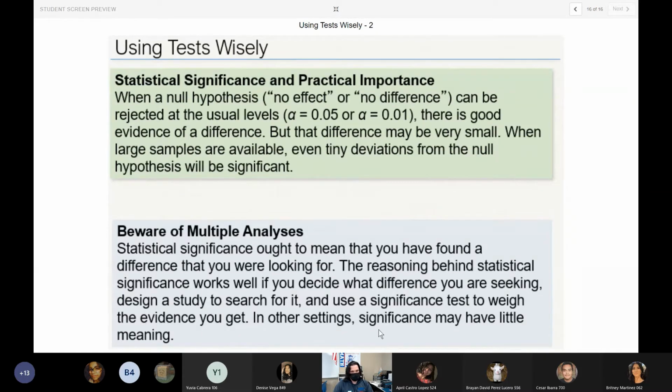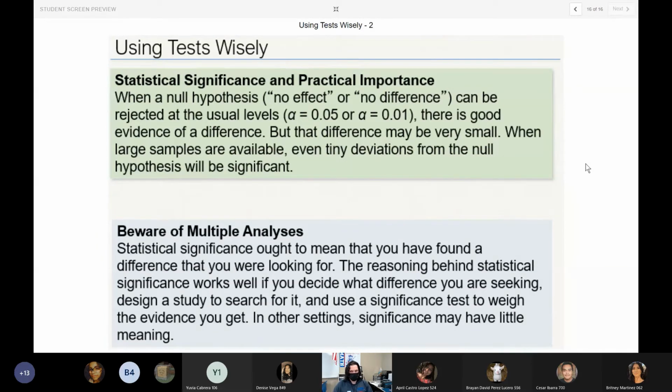So essentially this is saying if we continue testing the same thing, but redesigning our study to help find that difference, and so we have multiple analyses of the same test, so to say, that becomes watered down, right? Because we've redesigned the test so that we find the thing we're looking for, whether we did it on purpose or not.